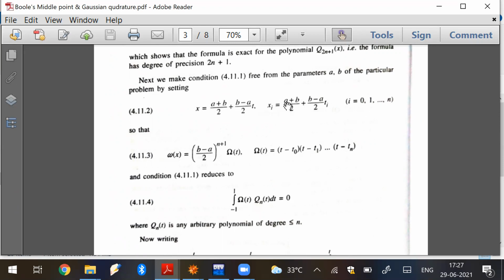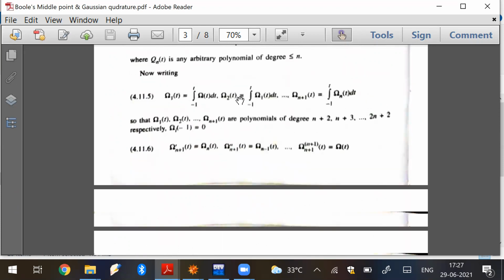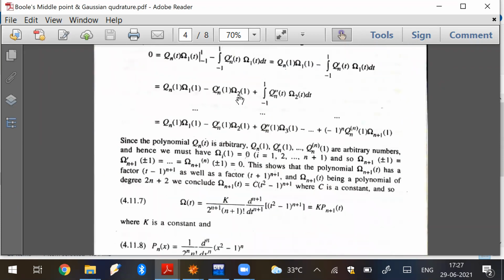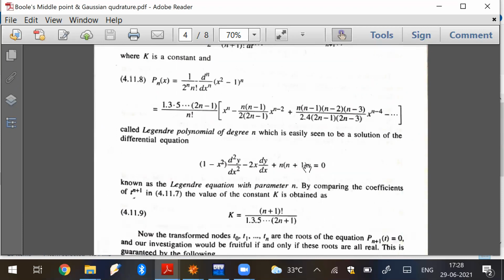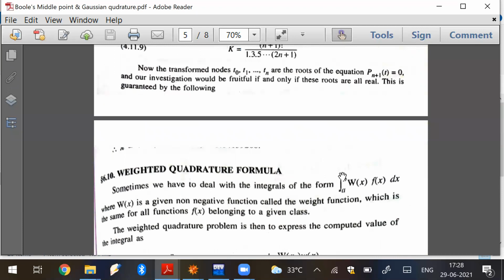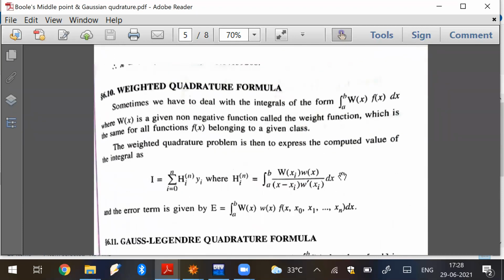If you apply this type of translation and follow the standard method, then ultimately Qn will come in the form of the Legendre polynomial. So if I say it is an n plus 1 point quadrature formula, we will be dealing with a Legendre polynomial of parameter n. That is something related to this theorem, and we are not going into that part. What we are trying to use as a formula in our programming is this.